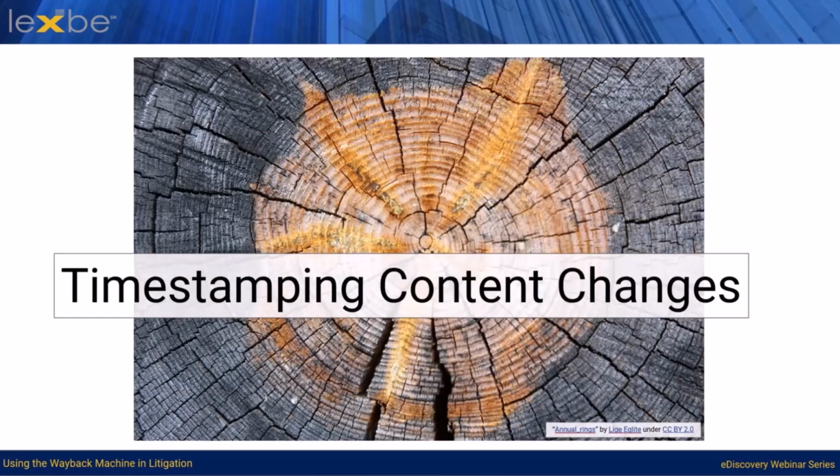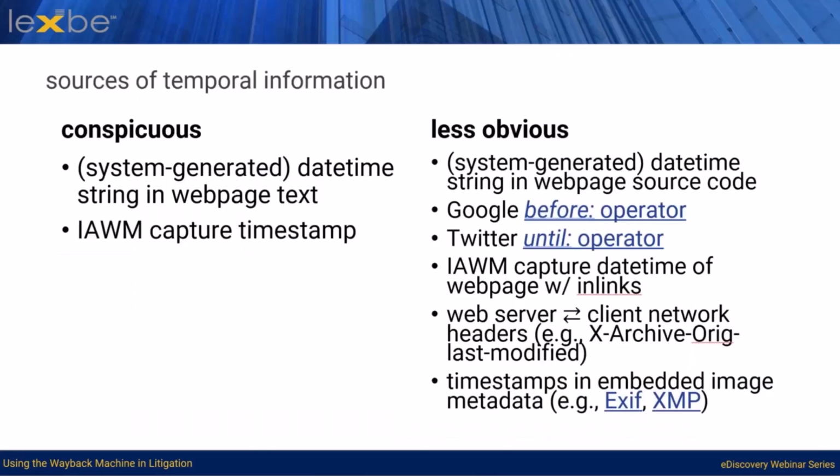Having walked through a specific example of analyzing the temporal dynamics of a single archived web page, I'll now provide a brief overview of approaches for learning about the temporal attributes of web content. Sometimes the sources of temporal information are conspicuous. Examples of this include a system-generated timestamp in the footer of a web page, for example, this page was updated at such and such time on such and such date, as well as the capture timestamp in the Wayback Machine.